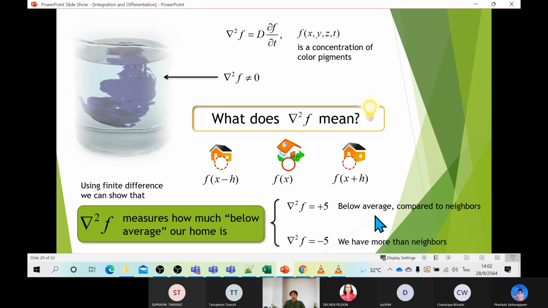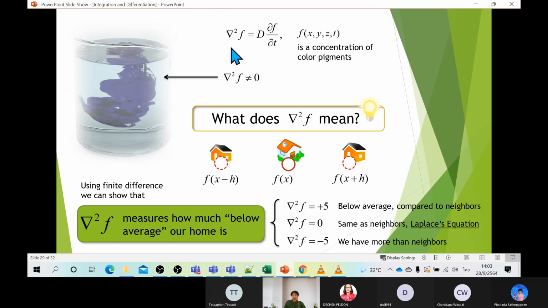What if I compute the Laplace and I get -5? What does it mean? It means the opposite: you have a lot more than your neighbors. What about in the middle? Suppose I compute my Laplace of f and I get exactly 0. It means that you have the same as your neighbors on average. And that's the Laplace equation. The Laplace equation is when you have 0 on the right-hand side only.